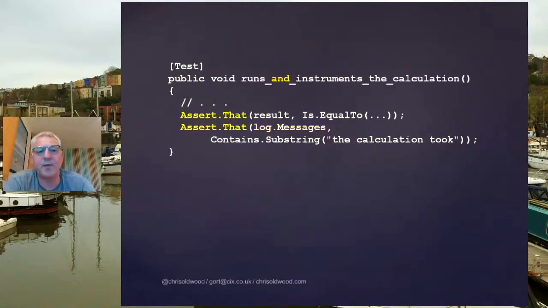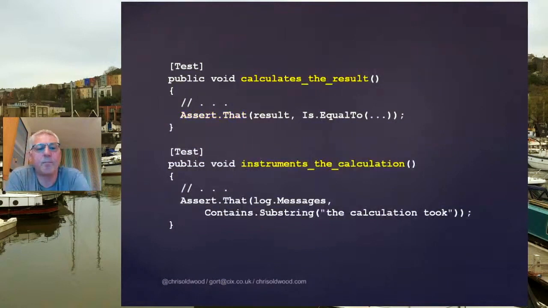So what we need to do is break that out. Another common smell is the word "and". If a test says it does something and something else, again that's a good sign that there are probably really two different behaviors that need splitting out. And this is me splitting it out. One of them is about calculating the result, and the second responsibility is about instrumenting the calculation.